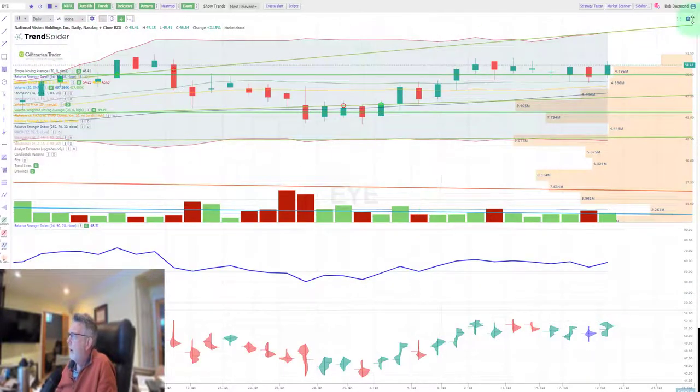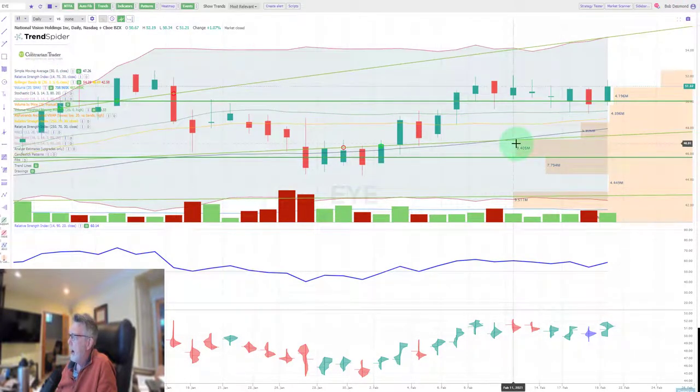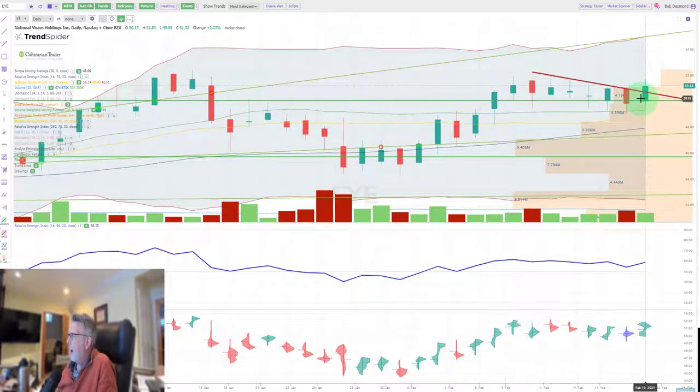Now, the daily chart is very constructive. I really like Friday's price action. I'm not fond of the volume action, but I'll accept it. What we did here was we broke out on Friday.